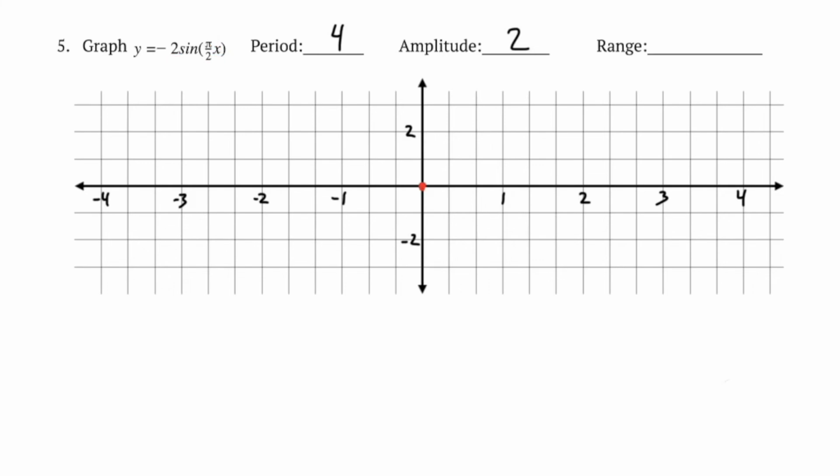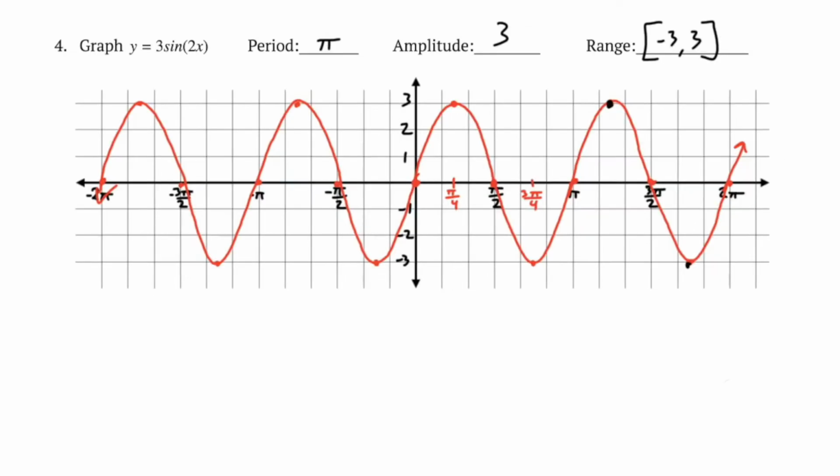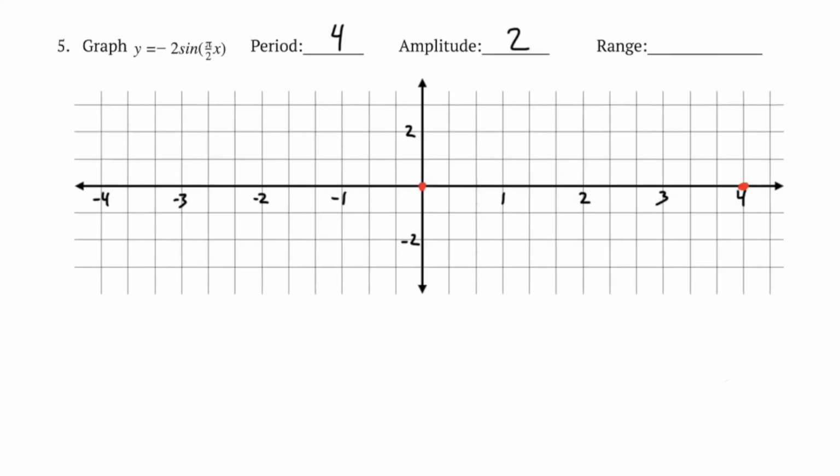So I'll put the point at the origin, and remembering that the period is 4 tells me that if I go out 4 units, that's where it's going to repeat. So I'll put another point there at 0. And remember with these sine graphs that the beginning point and the end point mark the whole period, but right in the middle there's another one of those equilibrium points. So right in the middle of 0 and 4, there's another equilibrium point.